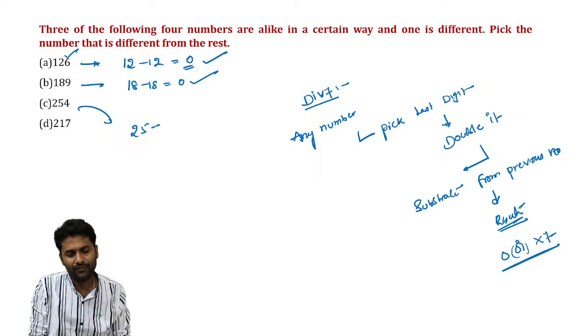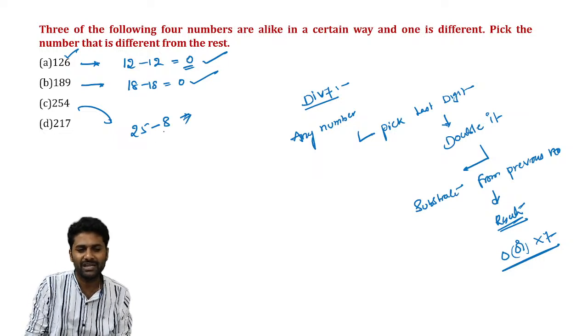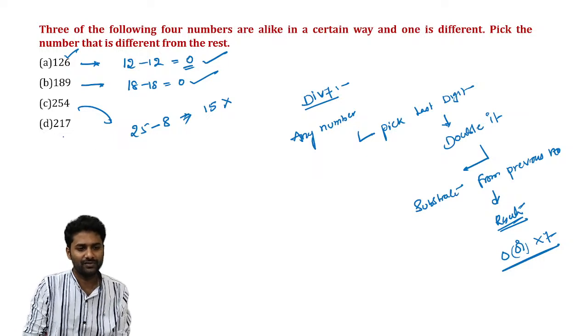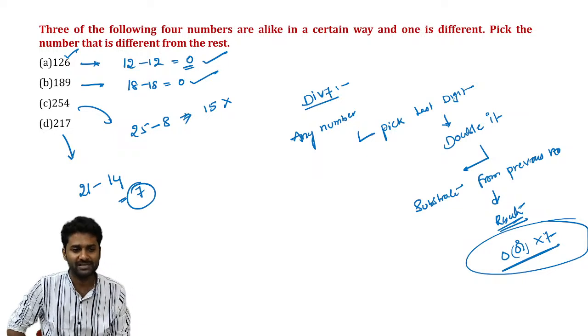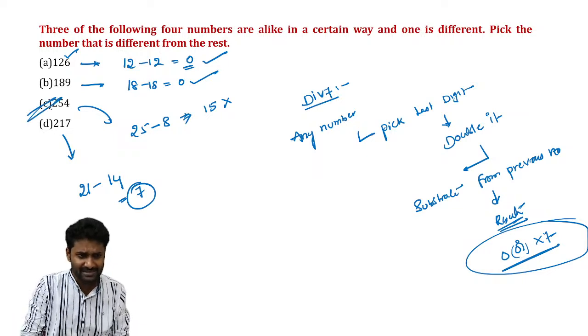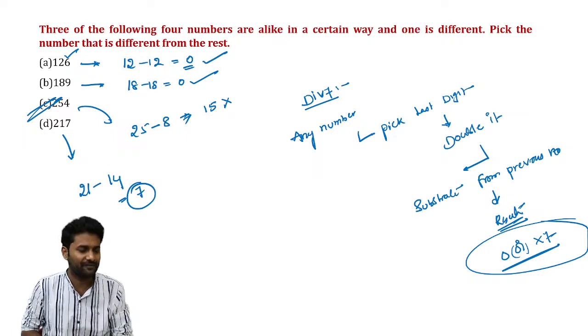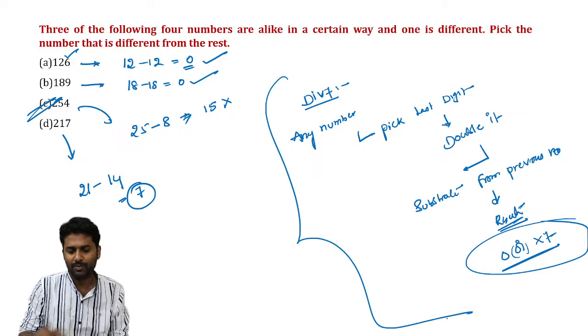Now here, 25, and double of 4 is 8. The difference between 25 and 8 is 15, and 15 is not at all divisible by 7. Finally, here 21, double of 7 is 14, then the difference is 7. As I told you, if it is 0 or a multiple of 7, then the entire number is divisible by 7. It means except C, the remaining three numbers are exactly divisible by 7. That's why 254 is the wrong number. Are you clear about this property and its application?